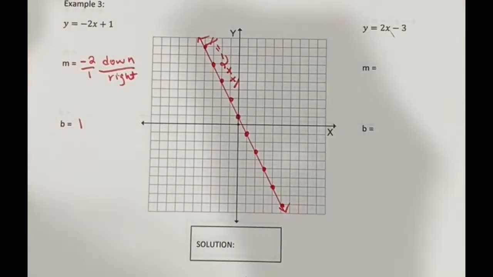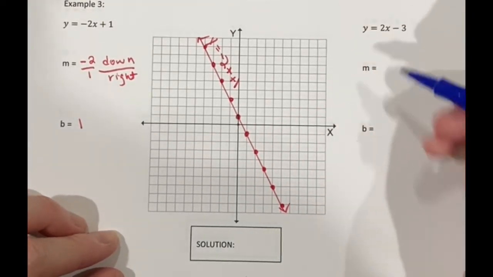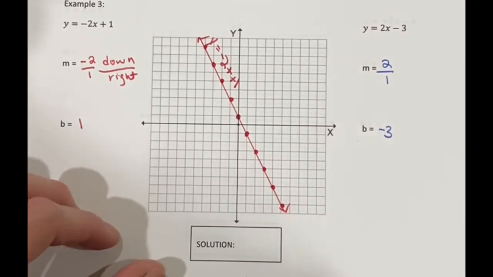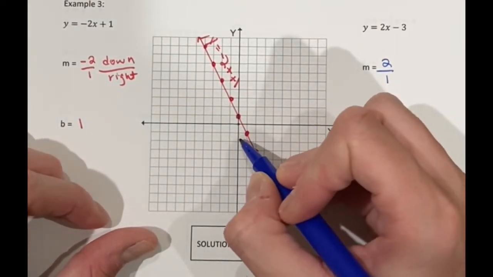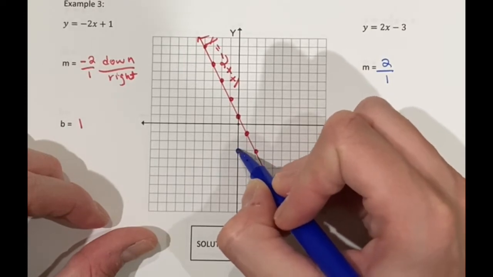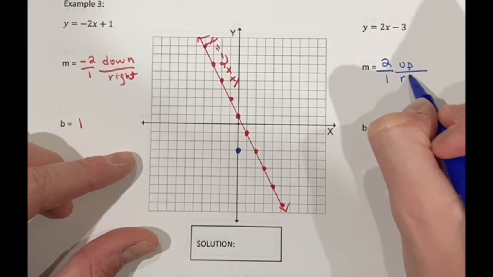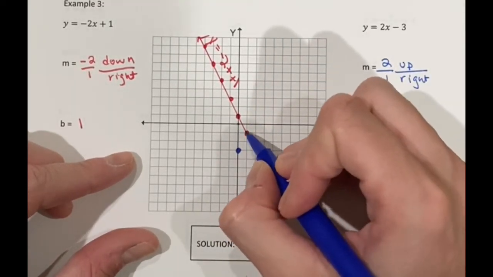So then we're going to graph the next equation. We have y equals 2x minus 3. So my slope is 2 over 1. My y-intercept is negative 3. So I'm going to go plot my negative 3. And then 2 over 1 tells me I'm going up 2 and then to the right 1. So I'm going to go up 2 and to the right 1.